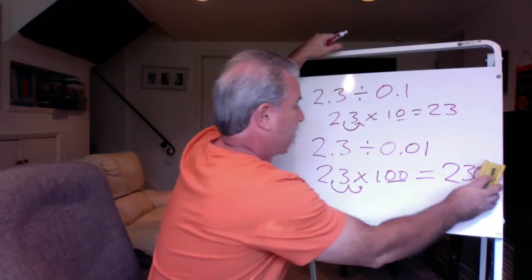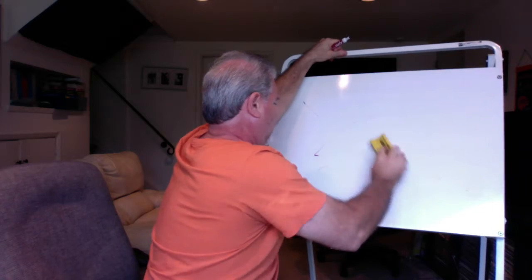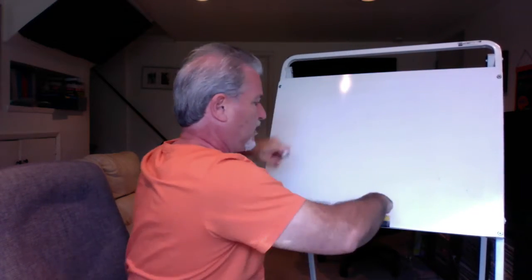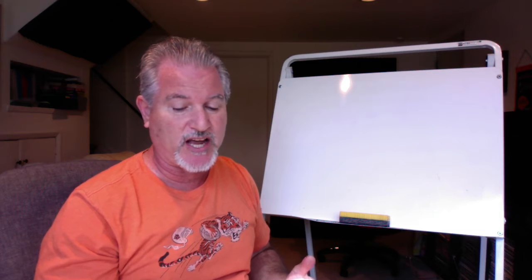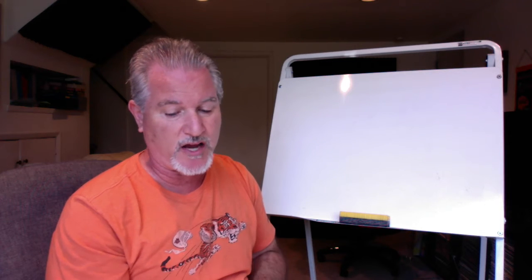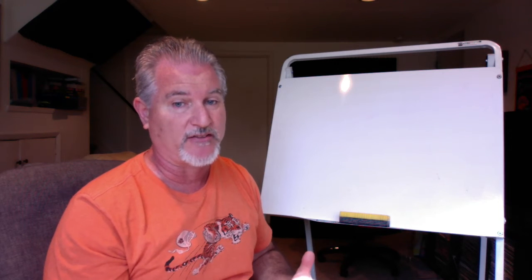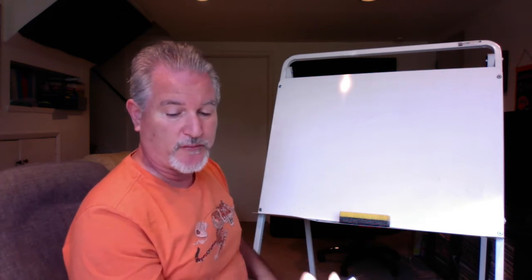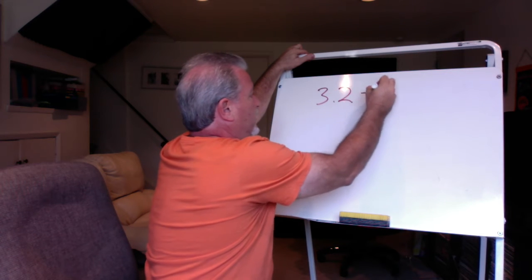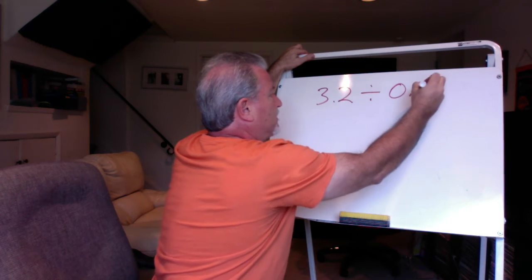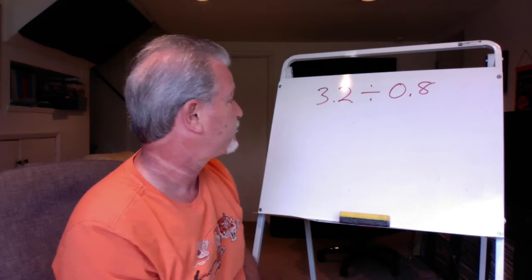Now the exit ticket. So the exit ticket is a little similar, except this time we're not just multiplying by tenths or hundredths, we're multiplying with a number in the tenth spot or in the hundredth spot. So the first two problems would be this. This is 3.2 divided by 8/10 or 0.8.